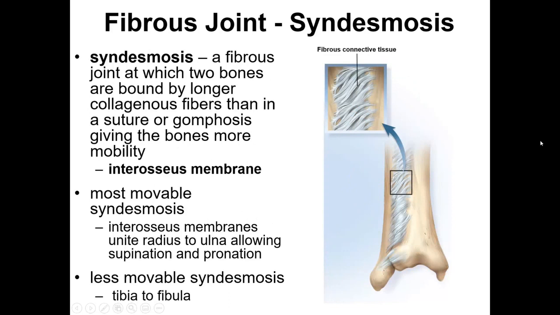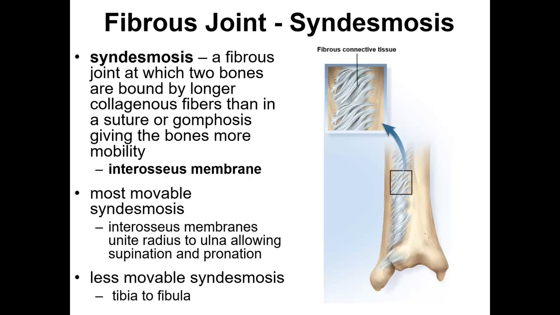And then the syndesmosis. This is a fibrous joint at which two bones are bound by longer collagenous fibers. The fibers are longer than we see in a suture or a gomphosis, which gives the bone a little bit more mobility. We see this in the interosseous membrane between the radius and the ulna, which is what this picture is showing.